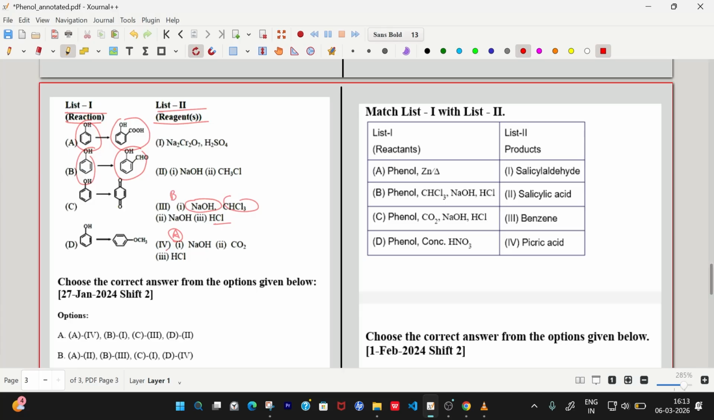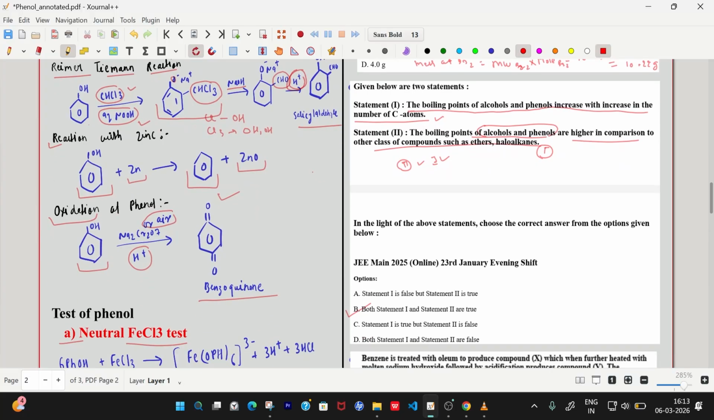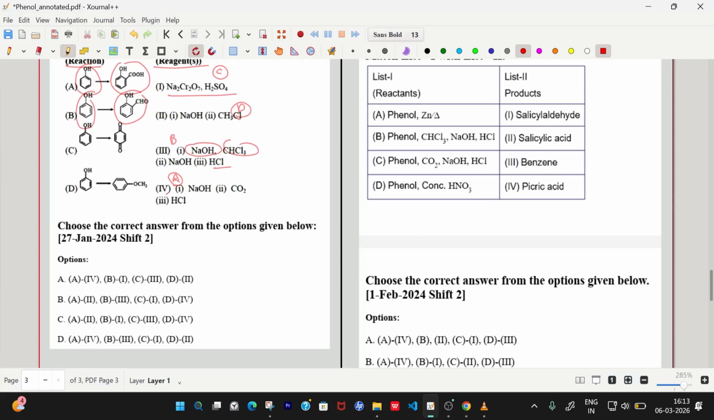So B comes here, and this is the oxidation reaction that we have seen in the chemical reactions of phenol. So in this reaction, reagents are Na2Cr2O7 and H plus, so we are getting Na2Cr2O7 H2SO4. So C will come here and the remaining D will come here. And if you match, A comes in fourth, B comes in third, C comes in first, and D comes in second. So D will be your answer.